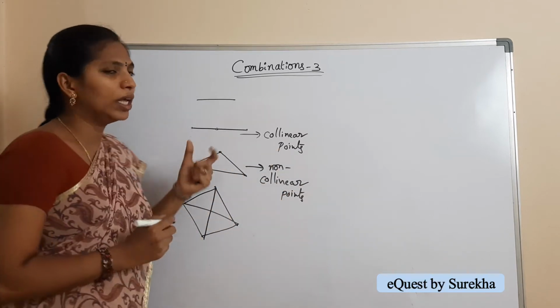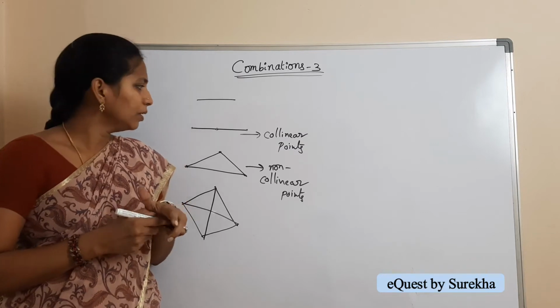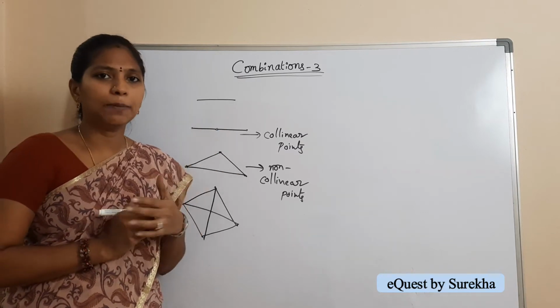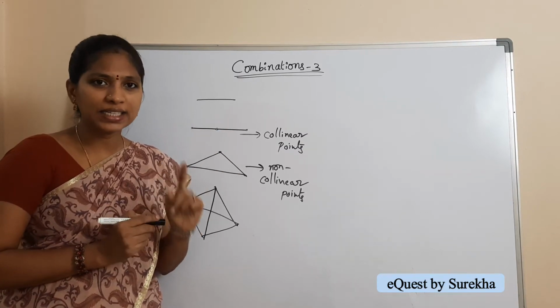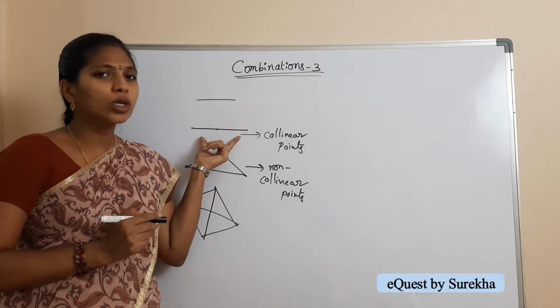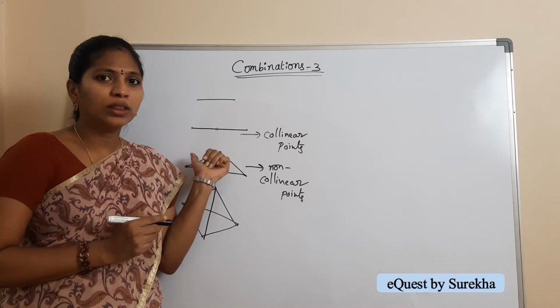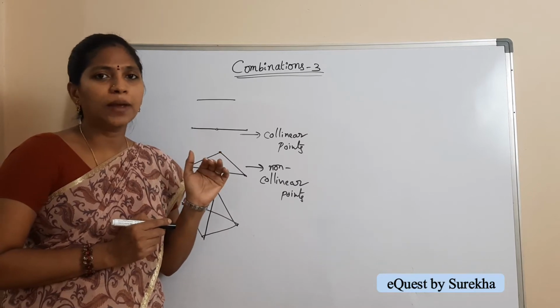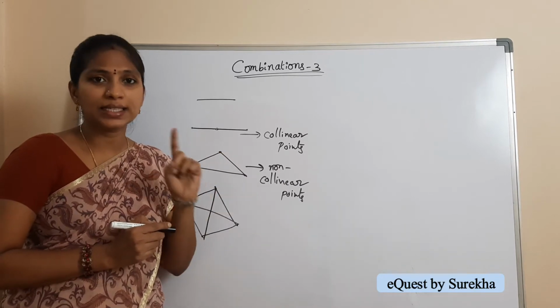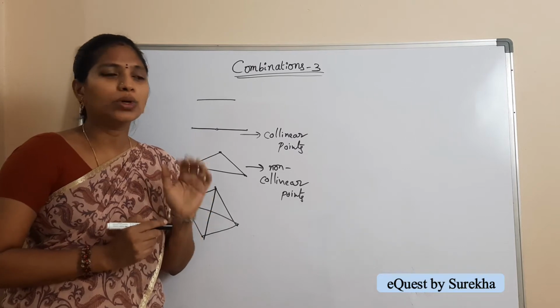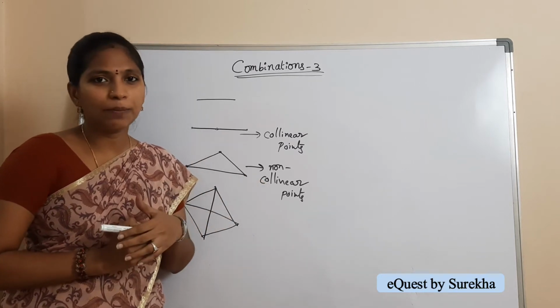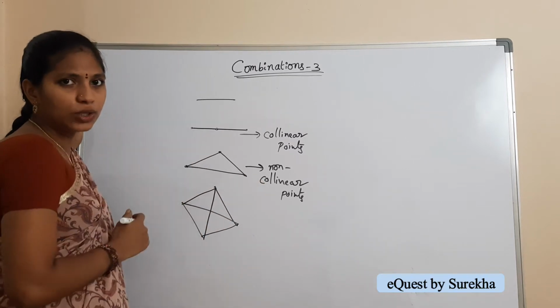That's why these 3 points are called non-collinear points. What is meant by collinear points? 3 or more than 3 points present in a single straight line, then those points are collinear points. If 3 or more than 3 points are not present in a single straight line, then those are called non-collinear points. This is the straight lines concept.